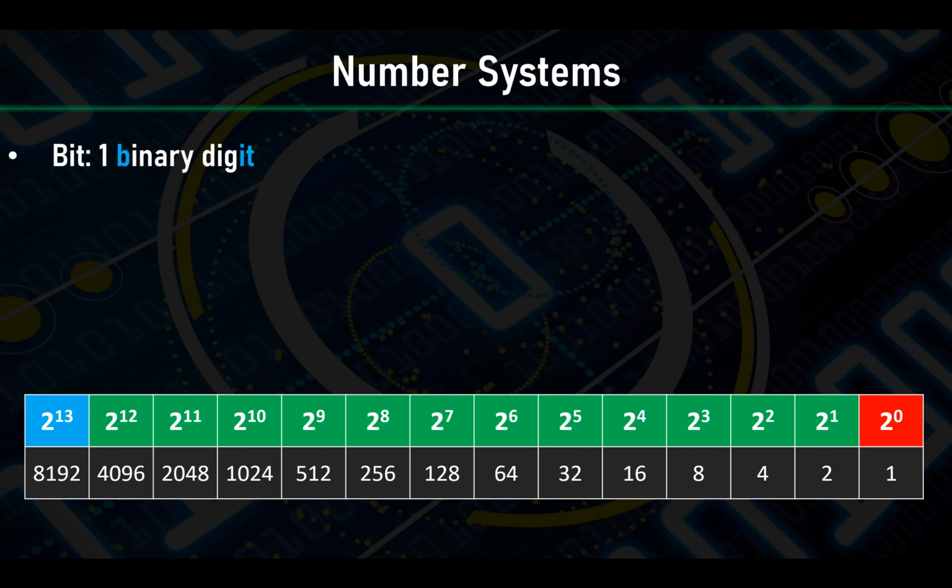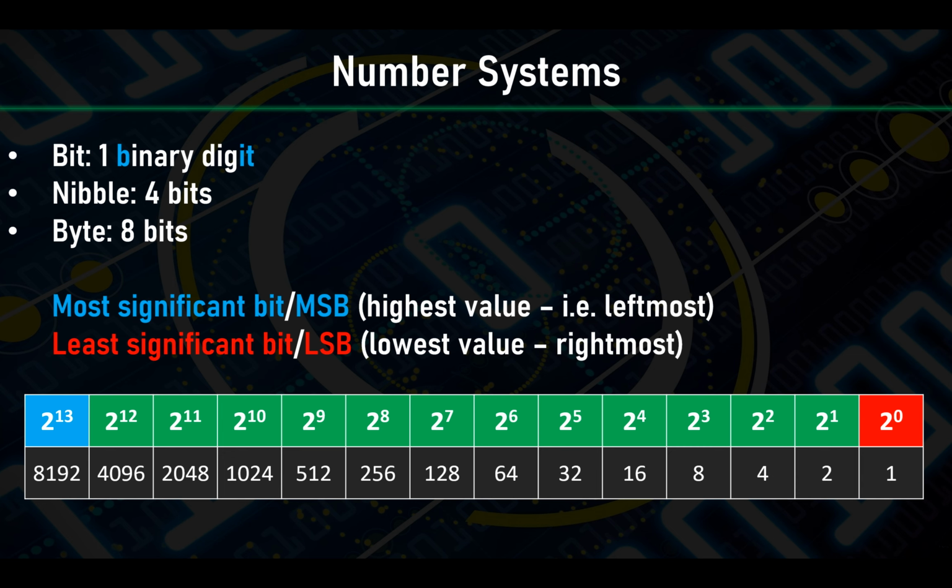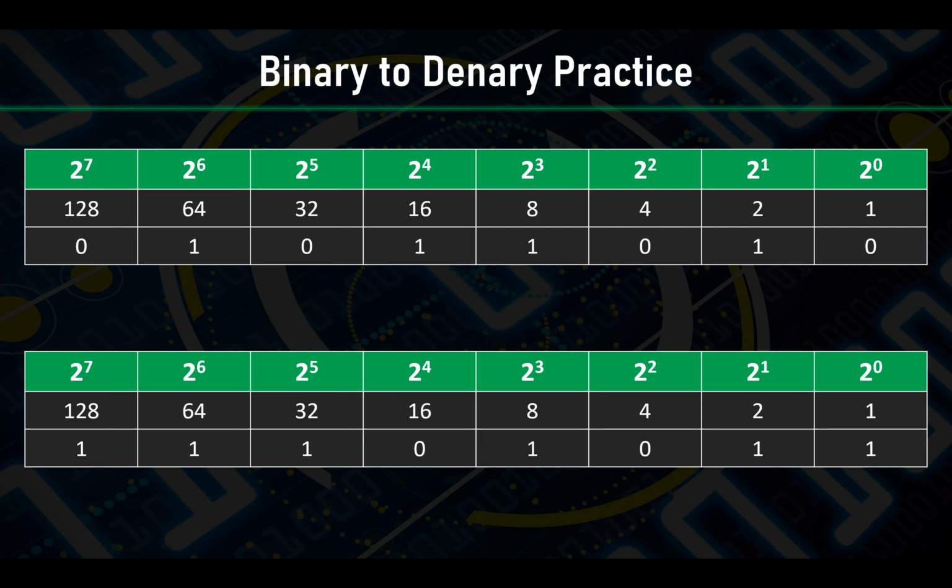So a bit is one binary digit, a nibble, which maybe some people have forgotten, is 4 bits, and a byte, which hopefully people remember as it's quite common, is 8 bits. Then the most significant bit, or MSB, is the leftmost bit, the bit with the highest value. In contrast, the least significant bit, or LSB, is the rightmost, the bit with the lowest value.